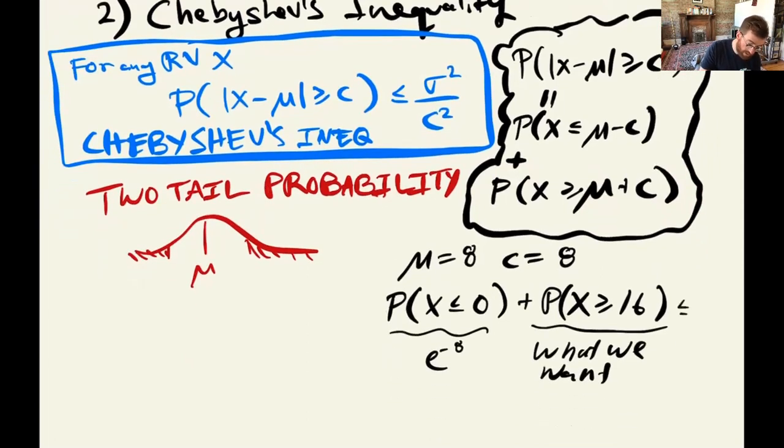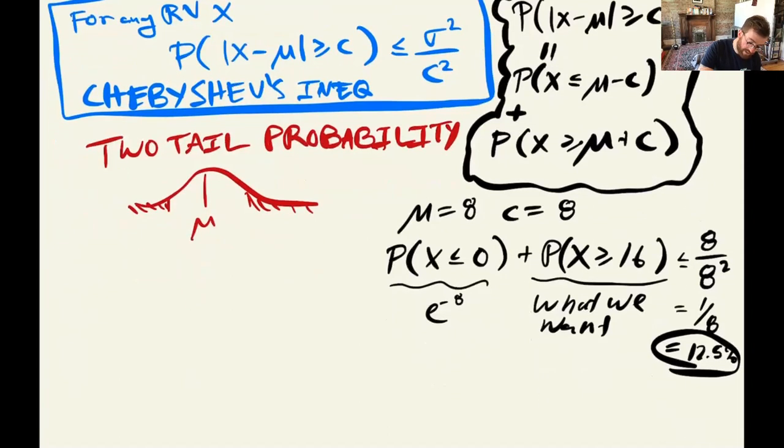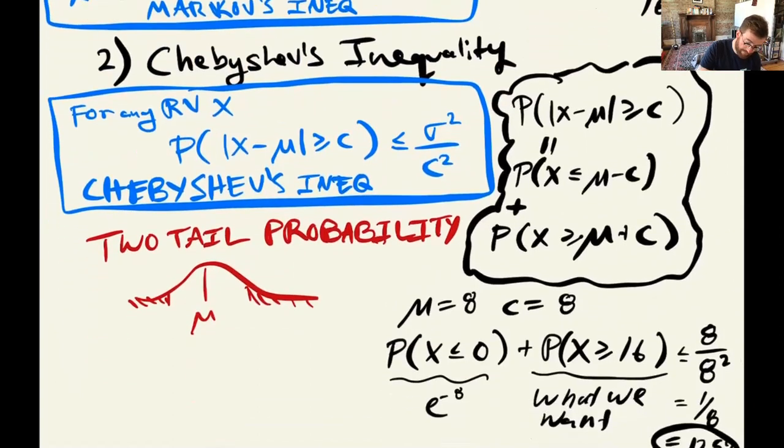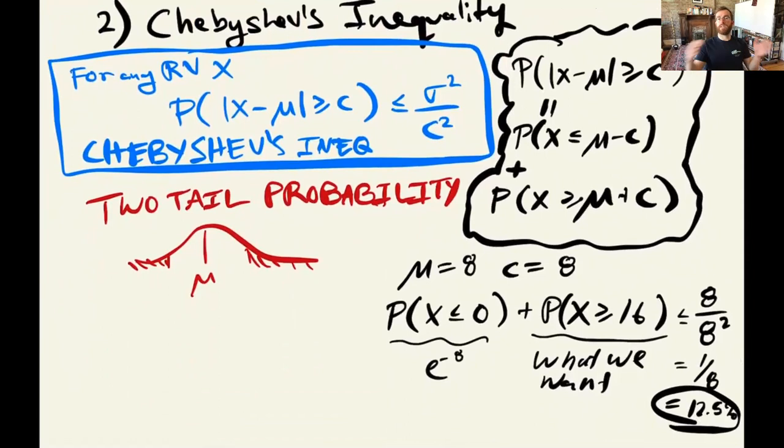And Chebyshev's inequality says that I just need to take sigma squared, which is the variance, and divide by c squared. But the variance ends up being lambda, which is the same thing as 8. And I'm dividing by now 8 squared. So this is the same thing as less than an eighth probability, which is less than a 12.5% chance. So notice that 12.5% is a much better bound than this, which is 50%. So if you know what the standard deviation is and you're looking for a tail probability, and maybe sometimes we just estimate an upper tail by bounding the whole two tails, you should use Chebyshev instead.